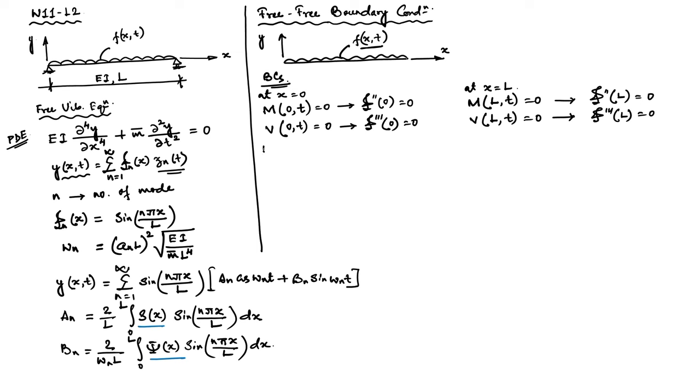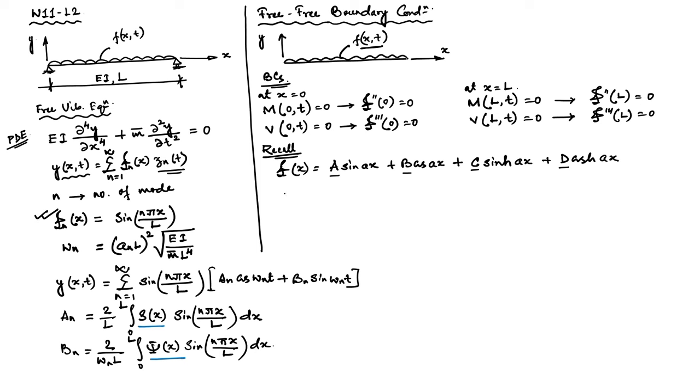Now, if you recall from our previous lecture, what was phi of x? It was a sin a x plus b cos a x plus c sin hyperbolic a x plus d cos hyperbolic a x. Obviously, the moment we get this expression, we have four constants to evaluate, a, b, c, d, and that we did for the simply supported case, and then we derived this expression for phi n x.